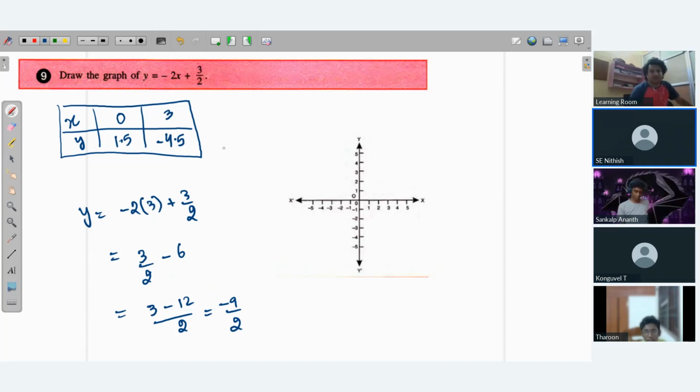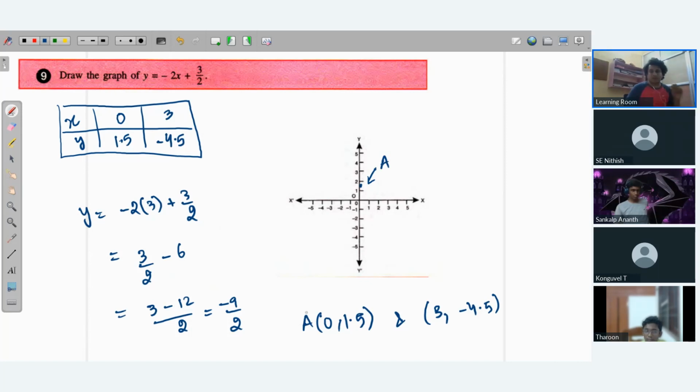So when I took x equal to 0, I got y as 1.5. I took y as 0, but I got x the same as you, sir. You got y as 0. I put y as 0, and then I got x as 3. You should get x as 3 by 4.